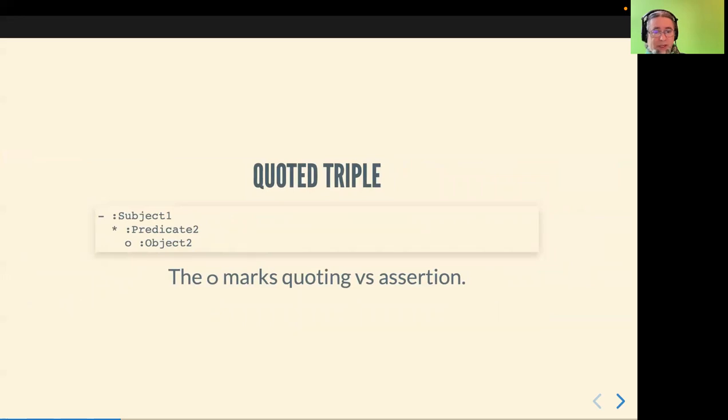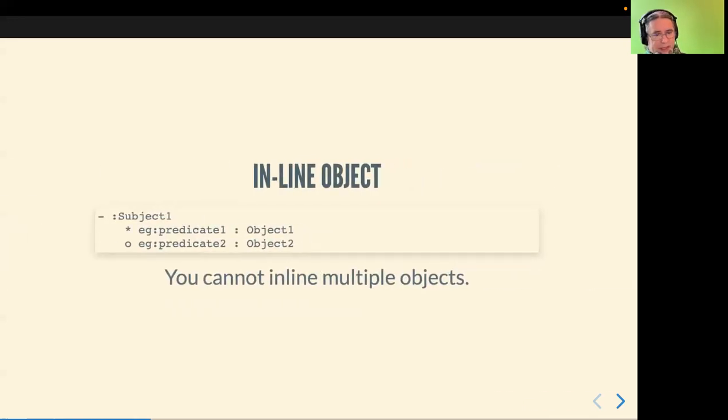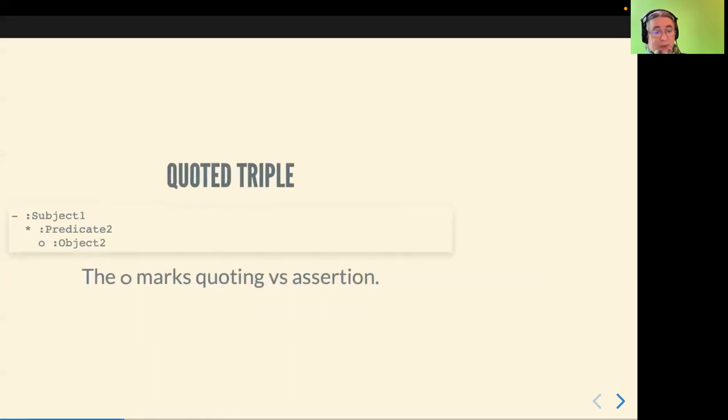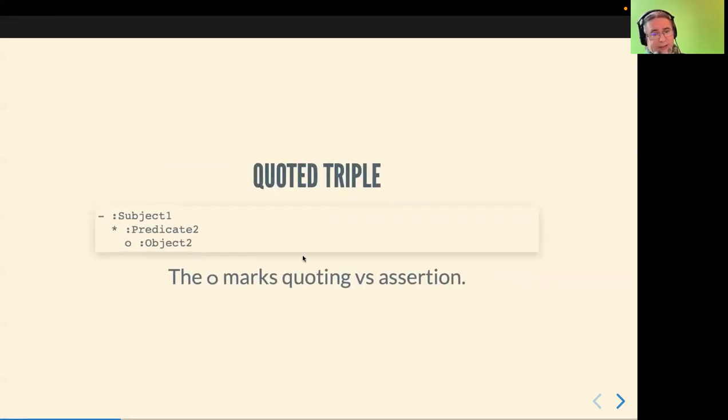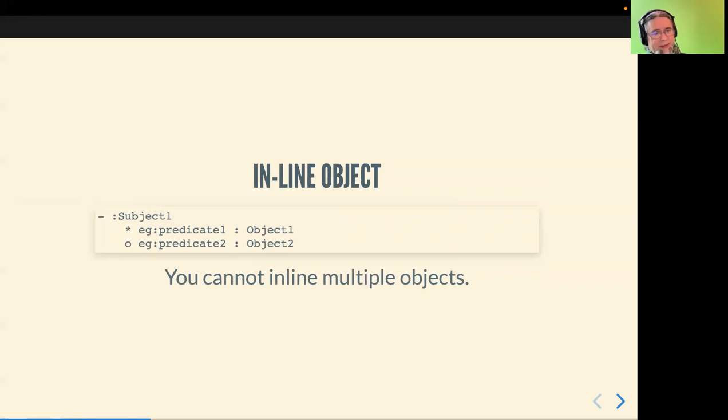If I want it to be quoted, I will use a circle or O instead of a star in the object, because the triple really ends at the object. So I can say, well, this is a quoted triple, and I'm not asserting it's true. I'm just speaking about it. Just as a shortcut, I can put the object in line if there's a single object. If there are multiple objects, I could have multiple objects here. Here it's asserted, here it's quoted.